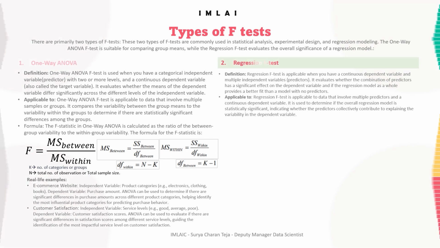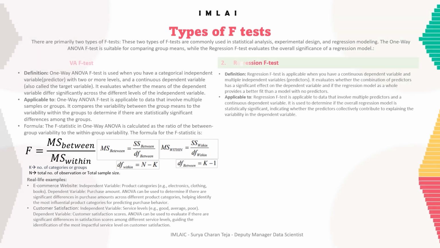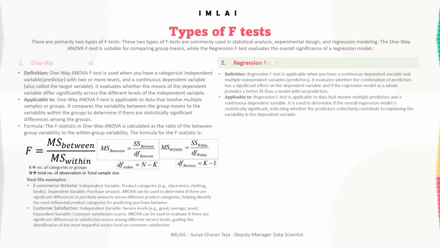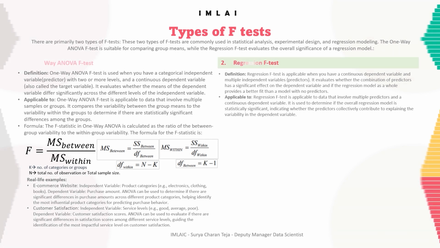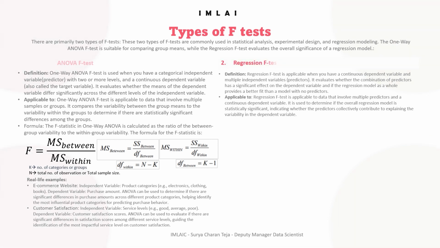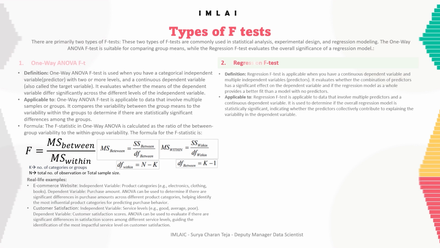Then let's look into the formula now. We have seen the formula of one-way ANOVA F test. So how would the regression F test formula look like? You might have that excitement to see. Yes, I too. The F statistic in regression F test is calculated by comparing the variability explained by the regression model, which we call the explained sum of squares, to the residual variability, the residual sum of squares.